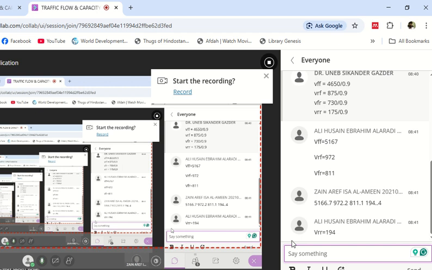So it will be 972 plus 811 divided by total, 5167 plus 972 plus 811 plus 194. Okay, how much is this?